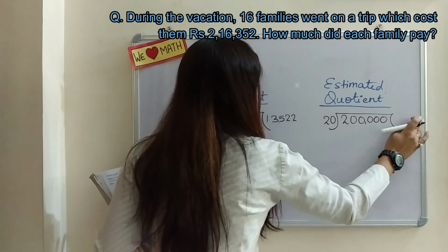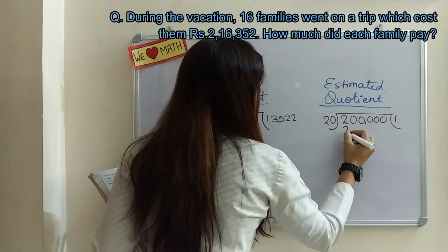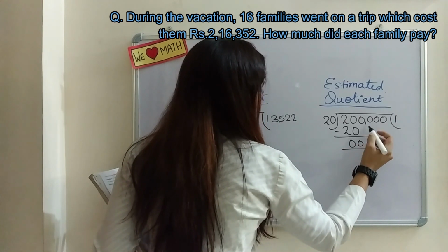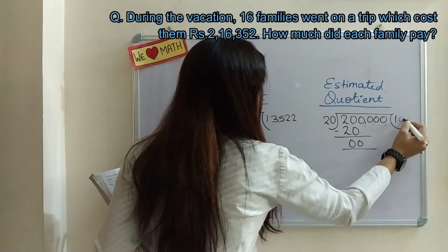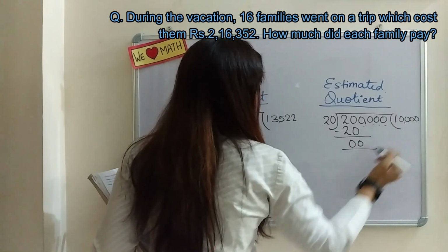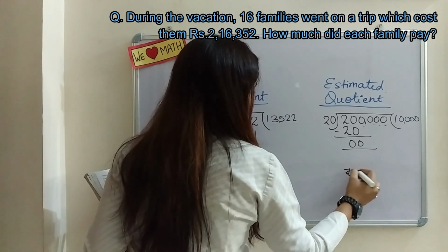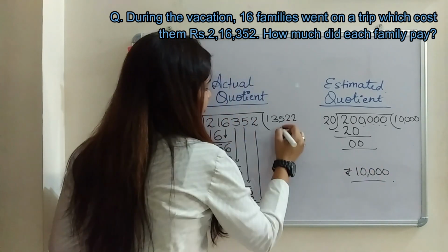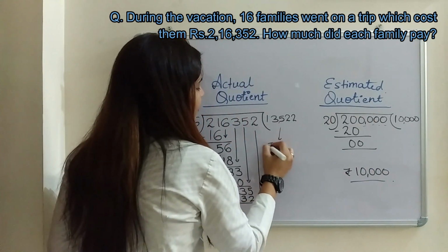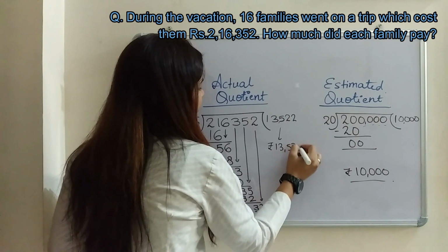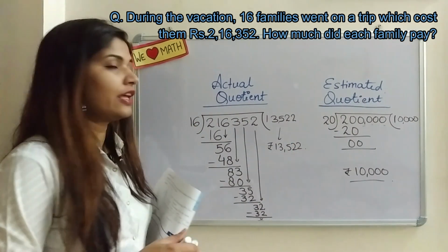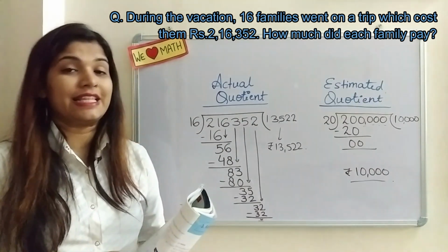How? Let me tell you. 20 ones are 20. There is nothing left behind. How many zeros are left? 1 2 3 4. So I'll write down 4 zeros. So the answer is rupees 10,000. And here, this is the answer, rupees 13,522. So here you can see easily, whenever we are in a hurry, we can do the estimation.